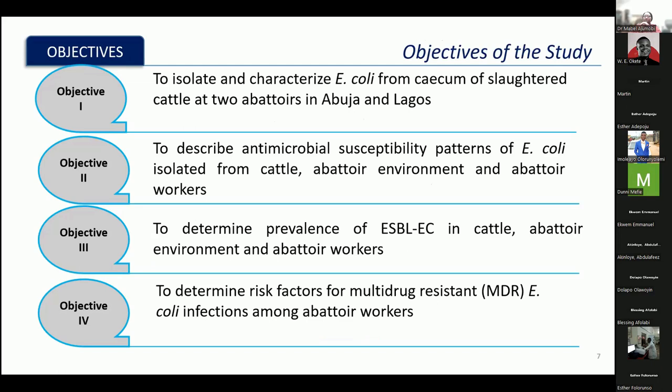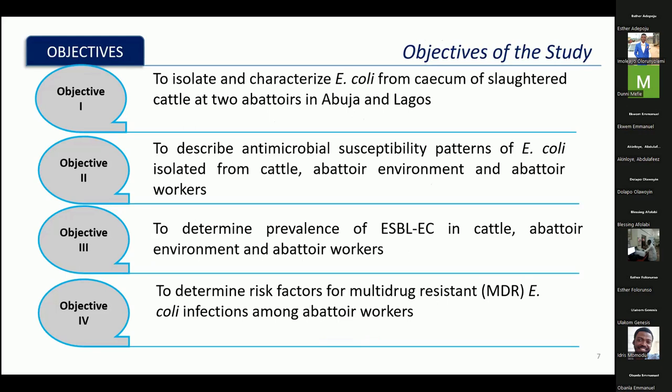So what were the objectives of this study? One, to identify and characterize E. coli that we obtained from cattle at slaughter in two abattoirs, Abuja and Lagos, to describe the susceptibility patterns, to determine the prevalence in these different species, and then to determine the risk factors for being colonized with these bacteria in abattoir workers.